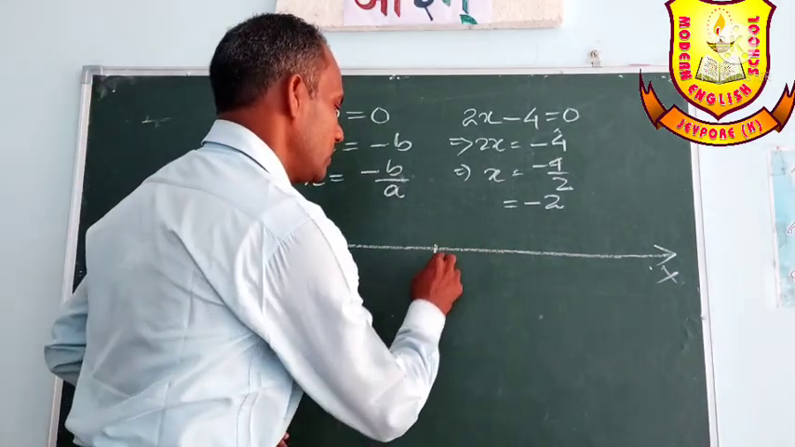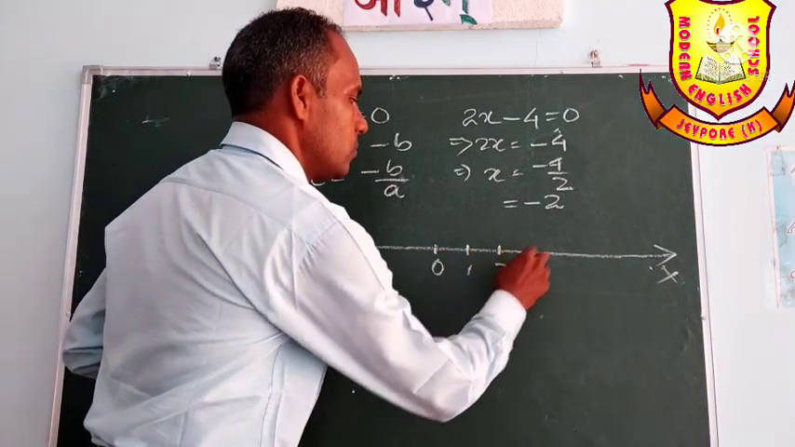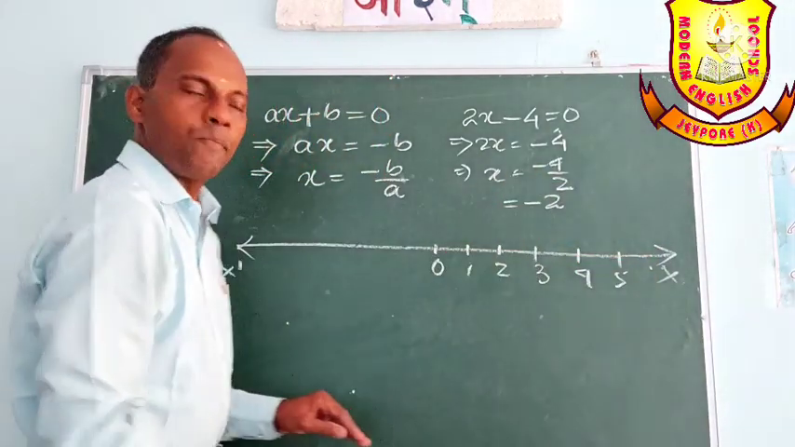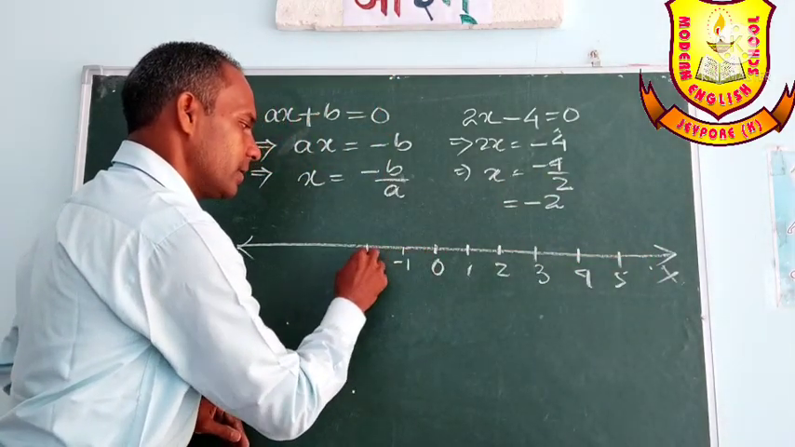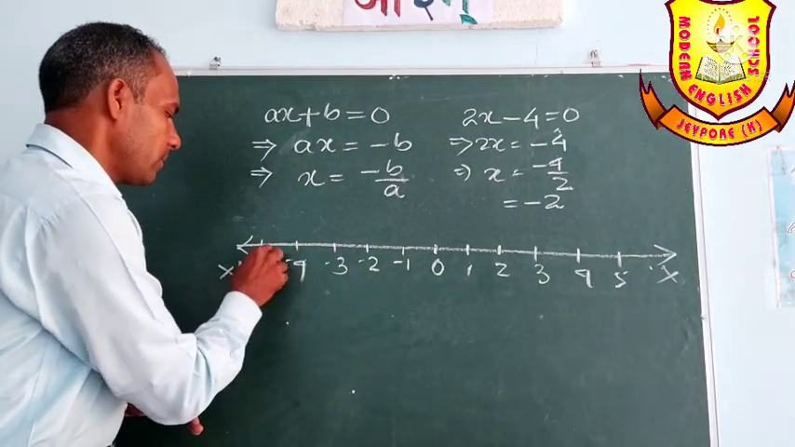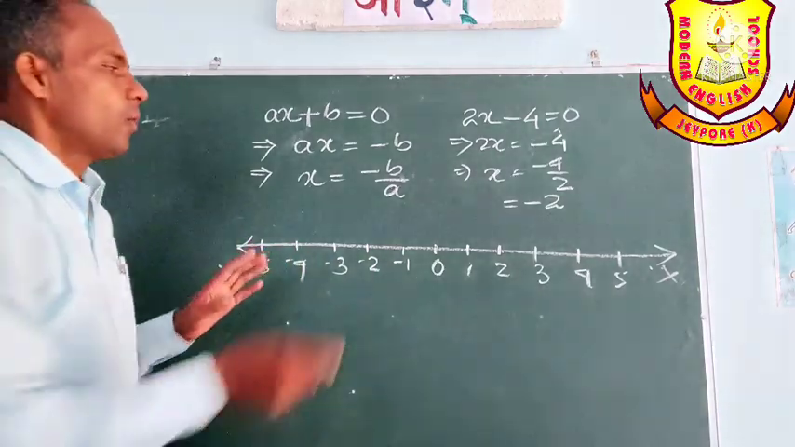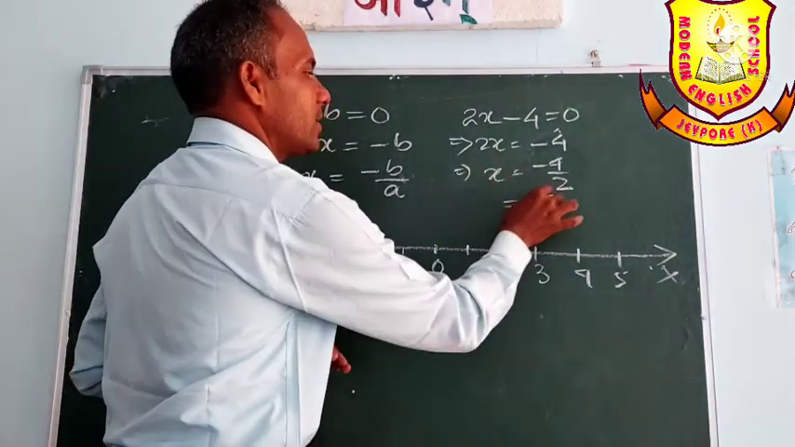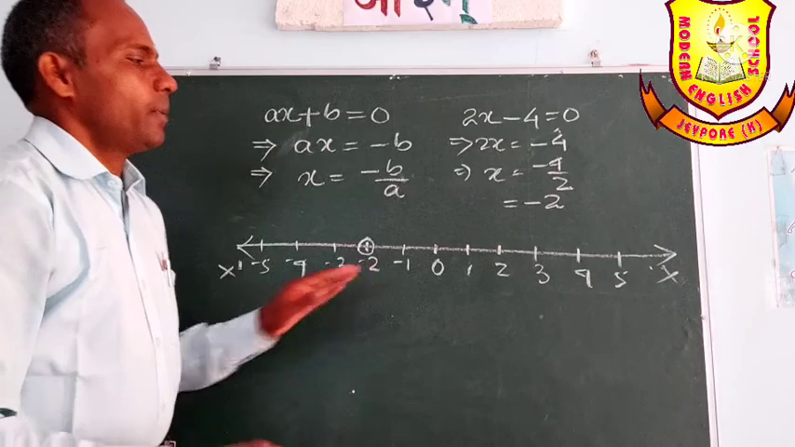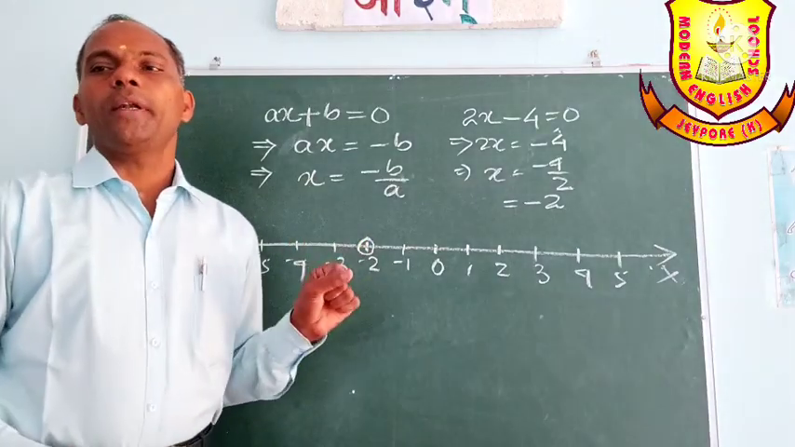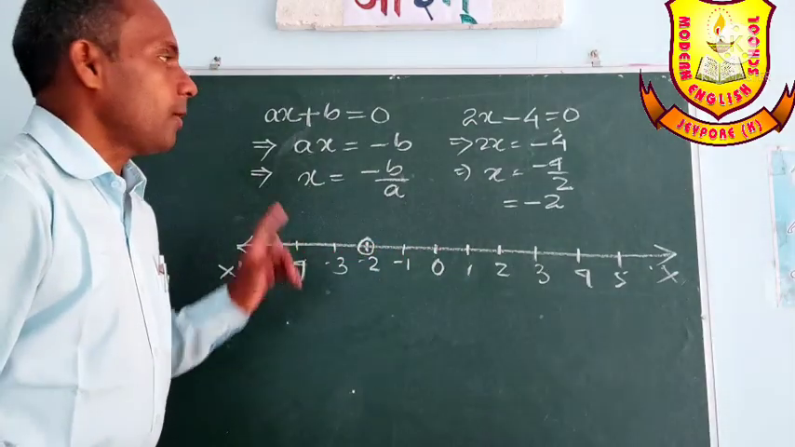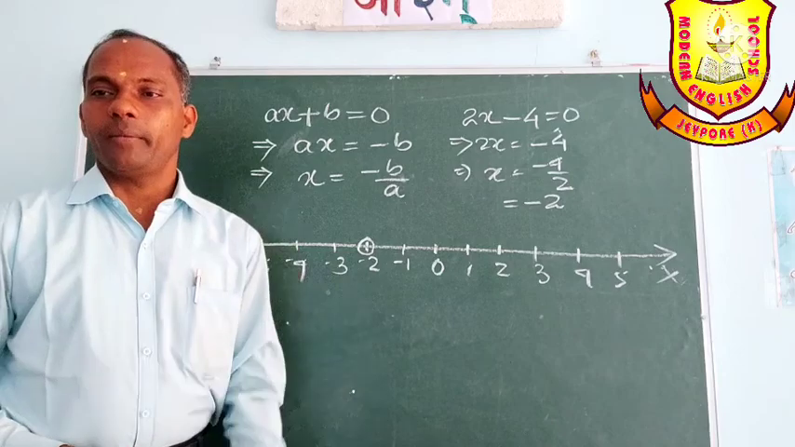You take this one as 0, here 1, this is 2, this is 3, this is 4, this is 5. Like this it will go on. Same on this side: this is minus 1, minus 2, minus 3, minus 4, minus 5, and so on. So what is x? x equals minus 2. So minus 1, minus 2, this one. This is the representation of the root of a linear equation in one variable.